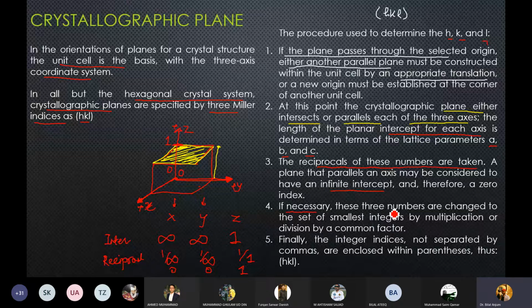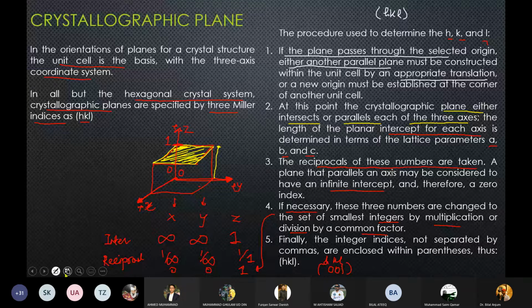If necessary, these three numbers are changed to the set of smallest integers by multiplication or division by a common factor. Since the fourth step is not necessary in this case, since all the three digits are integers, you would write these three integers 0, 0, 1 as the Miller indices for this plane. It is known as H, K, and L. Clear enough? Yes, sir.